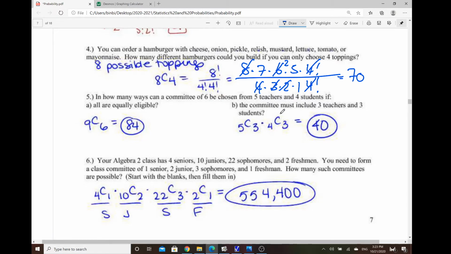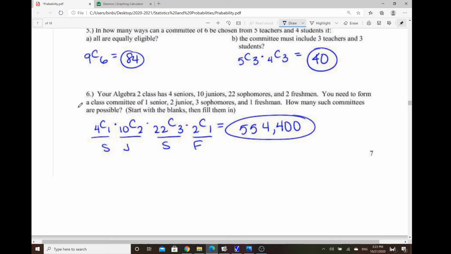So this one considers multiplication with 2 combinations. Here's another example. Your Algebra 2 class has 4 seniors, 10 juniors, 22 sophomores, and 2 freshmen. You need to form a class committee of 1 senior, 2 juniors, 3 sophomores, and 1 freshman. How many such committees are possible? So seniors, 4 choose 1, juniors, 10 choose 2, sophomores, 22 choose 3, and freshmen, 2 choose 1. Once you come up with the results, you multiply those numbers together. So eventually it's going to be 554,400 different ways to choose.